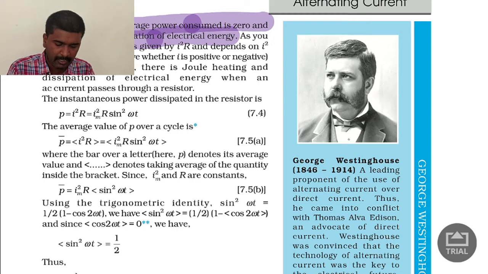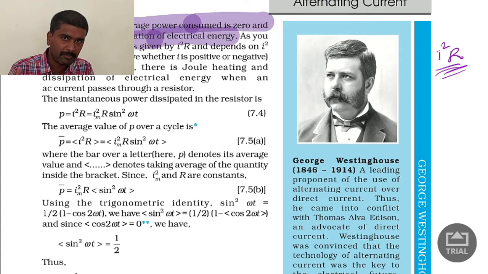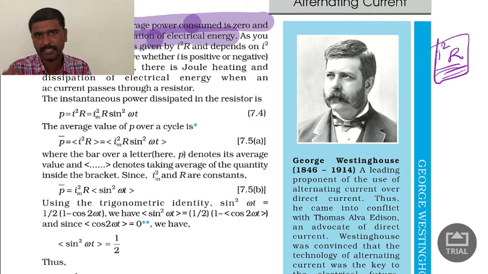It's not IR, it's I square R. Whenever I say it's I square R, even though I is negative or positive, if I is negative, then I square will be positive. If I is positive, I square is positive. If I is negative, I square is positive once again. So you get some energy dissipation here.